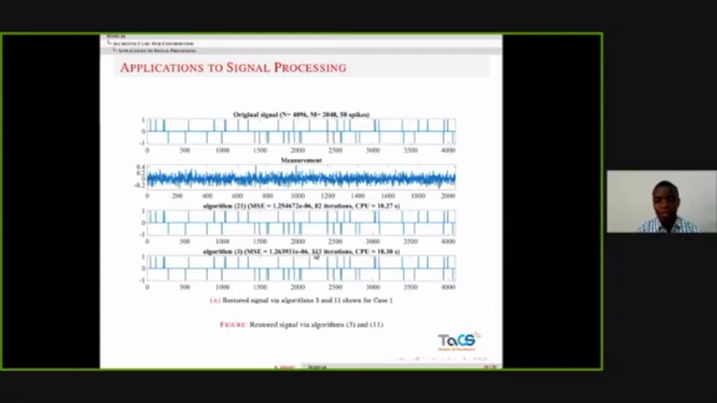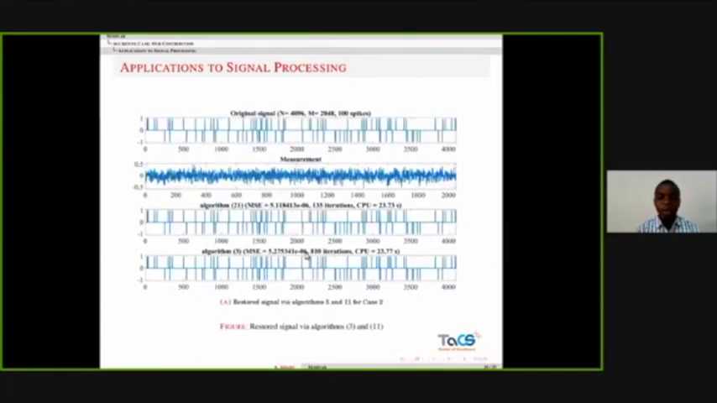333 iterations before it could satisfy the stopping criteria. Also, when we increase the number of spikes to 100, it took our proposed algorithm 135 iterations to satisfy the stopping criteria, while algorithm 3 of Wang et al. took 810 iterations before it could satisfy the stopping criteria. We did not say anything about the time because the computational time is relatively the same.